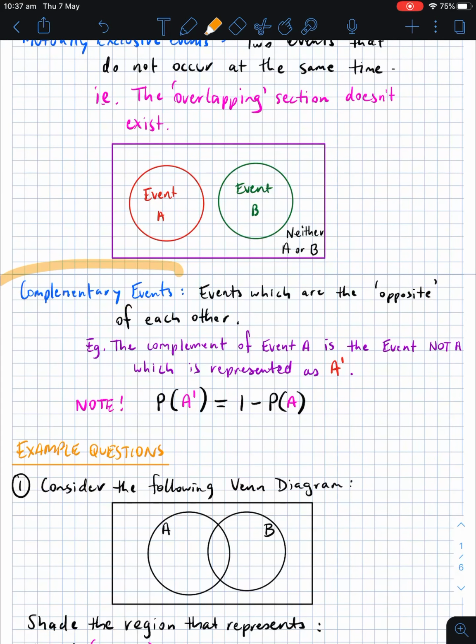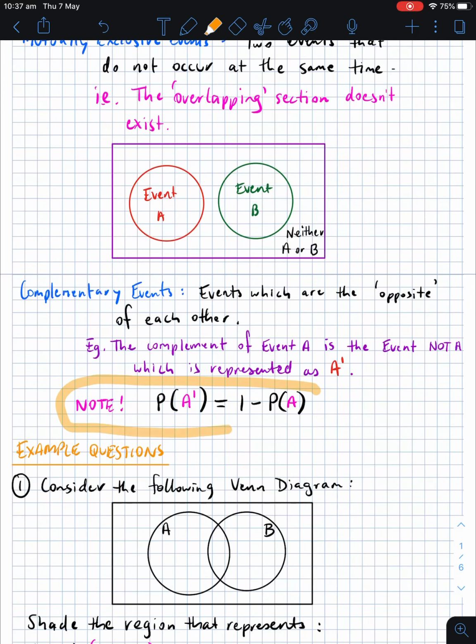Complementary events are events which are the opposite of each other. So the complement of event A is the event not A. The idea is that A and not A are what we consider complementary events because they're the opposite of each other. Another way of writing the notation for not A is A dash. The dash means that it's the opposite of A. A dash means the word not.